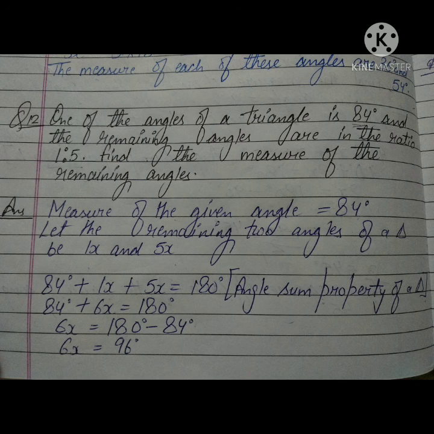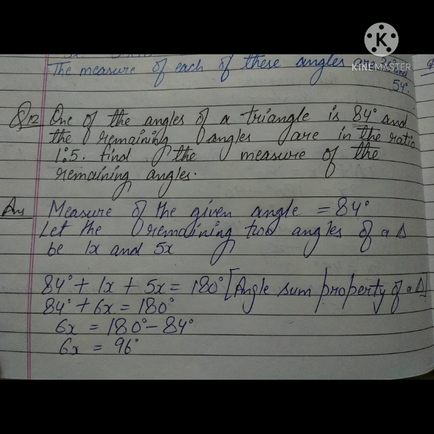In question number 12, one of the angles of a triangle is 84 degrees and the remaining angles are in the ratio 1:5. Find the measure of the remaining angles. One angle is given to you, that is 84 degrees, and the ratio of the remaining two angles is given to you, that is 1:5. The measure of the given angle is 84 degrees. Let the remaining angles of the triangle be 1x and 5x.